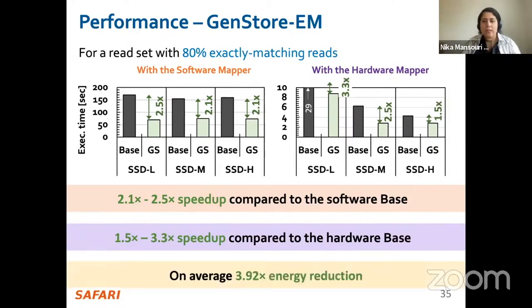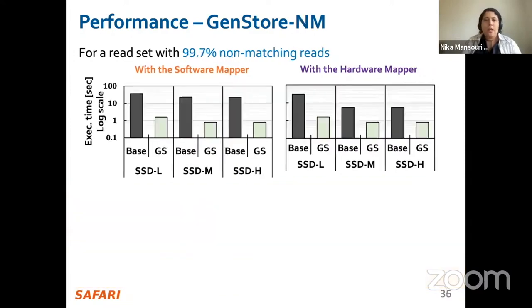And it also provides an average 3.92 times energy reduction. So now let's analyze the benefits of GenStore NM for a 12 gigabyte long read set with very high degree of genetic variation compared to the reference genome, where 99.7% of the reads do not match to any subsequences in a reference genome. So now we show the benefits of GenStore on software and hardware read mappers.